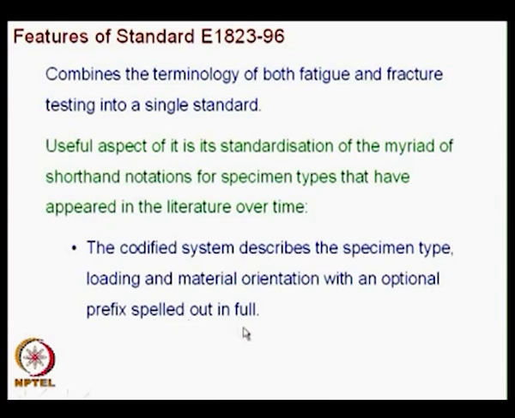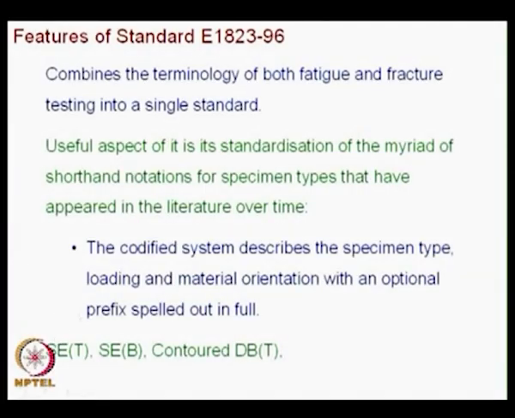We will see some examples. If you see the examples, then you will know the essence of this code. So, you will have something like SE within bracket T. This is nothing but a single edge specimen with tensile loading. When I have SE(B), it is a single edge specimen with bending loading, and you have a prefix, it is a contoured DC(T) specimen. We have this double cantilever beam specimen which is subjected to tension. Why is it contoured? We have seen that if you want to have a constant K, you could design a specimen where the height of the specimen varies. So, in order to denote that, you have this as contoured DC(T).